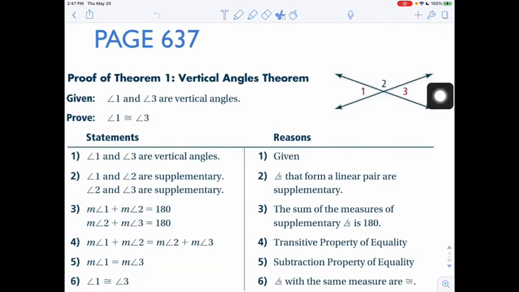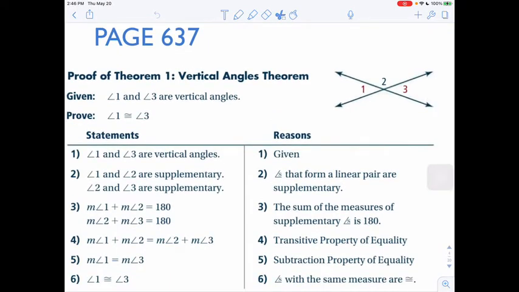On page 637, we have the proof of theorem 1, the vertical angles theorem. Given angles 1 and 3 are vertical angles, we want to prove that they are congruent. So we start with our given statement: angle 1 and angle 3 are vertical angles, because this is given.